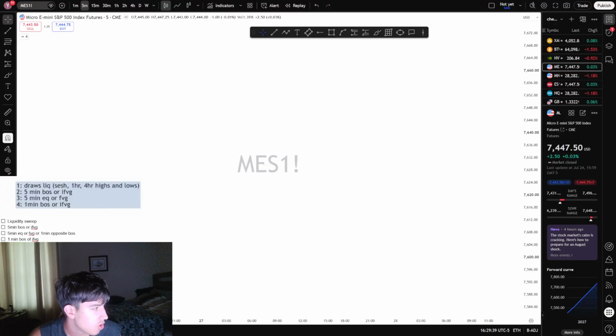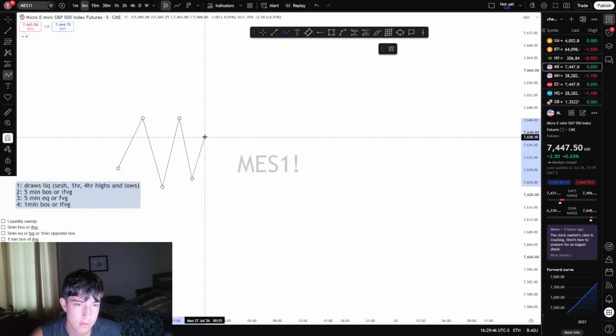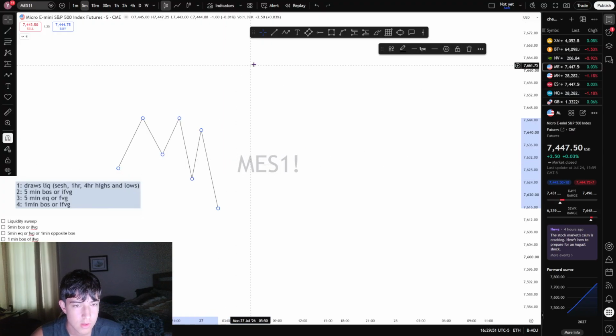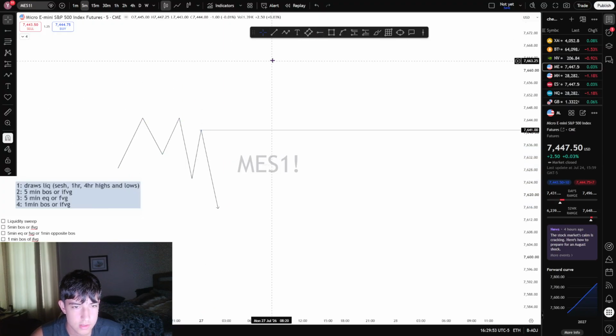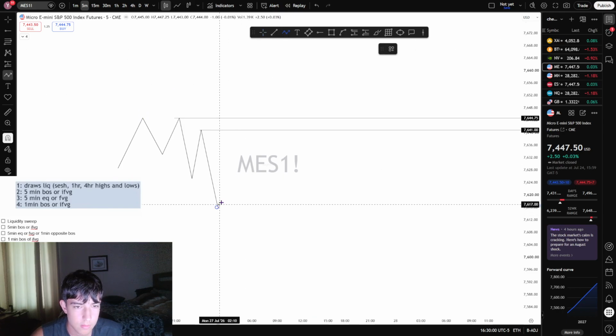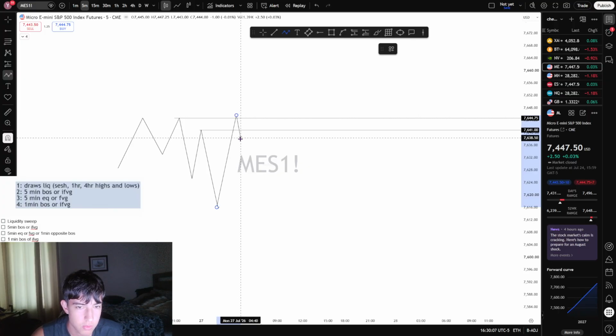So, draw on liquidity. We all know what draws on liquidity is. The market goes up and down like that, and these highs right here are draws on liquidity. So what happens when the market sweeps the liquidity? It makes the move to the downside, or we're just trying to see the reversal.